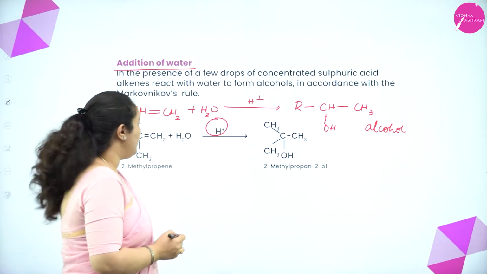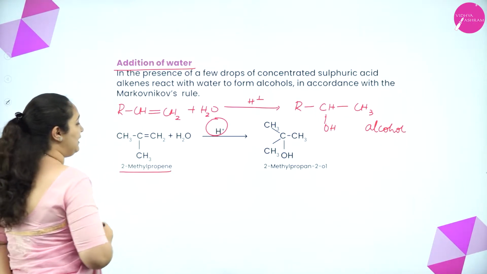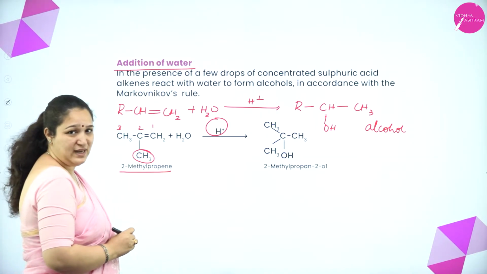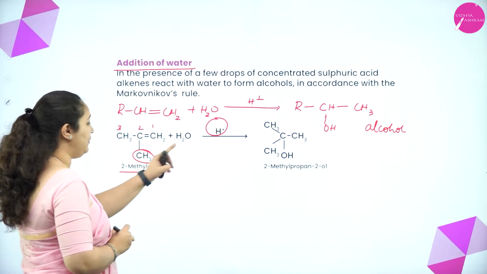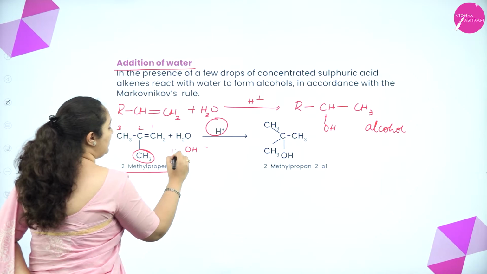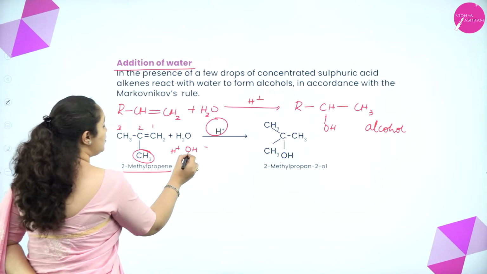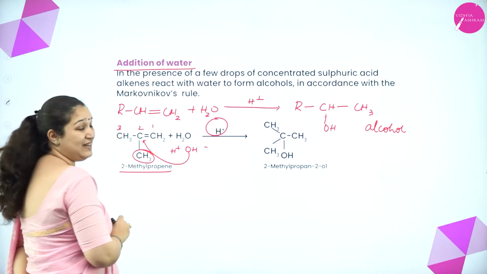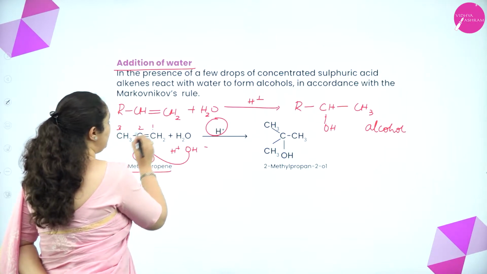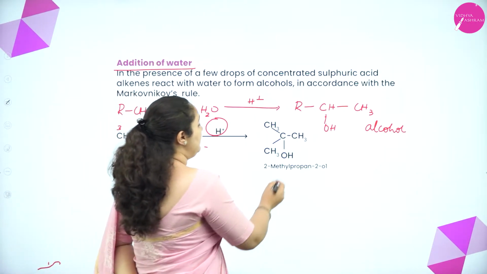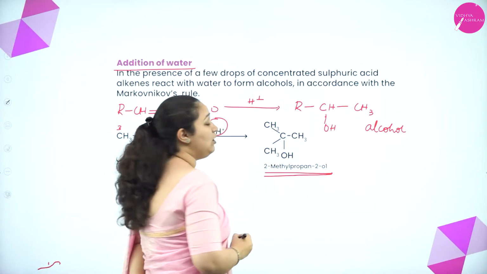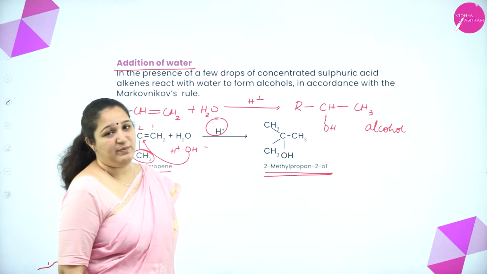For example, here we have taken 2-methyl propene. So this is 1, 2, 3. The second carbon atom has the methyl group, so it is 2-methyl propene to which water is getting added. Now OH minus is the negative part, H plus is the positive part. So the negative part comes to the carbon atom containing the least number of hydrogen. Here hydrogen is not there, so it will come there and H plus will come to the first carbon atom to give CH3, COH, CH3, CH3. So 2-methyl propan-2-ol will be formed.